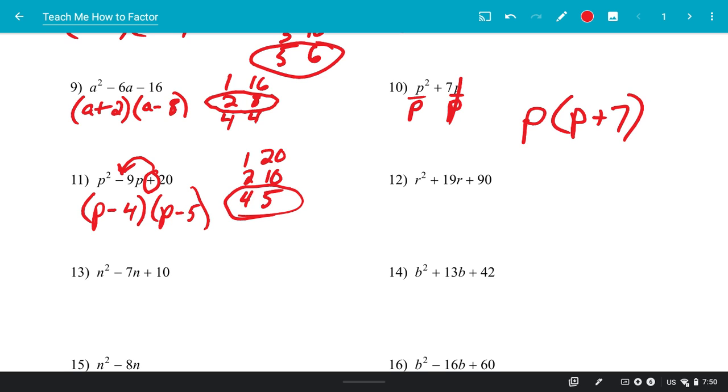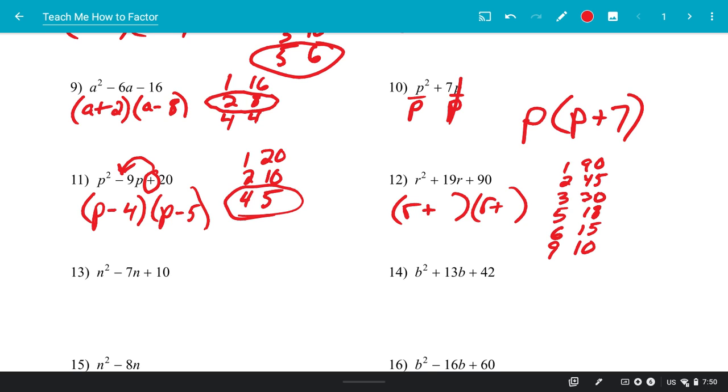Number 12, no GCF, no leading coefficient, so split in signs. Variable in each. Signs are the same, both positive. Factors of 90. 1 and 90. 2 and 45. 3 and 30. 4 doesn't go in. 5 and 18. 6 and 15. 9 and 10. Which of those come together with the same sign to give me 19? 9 and 10.